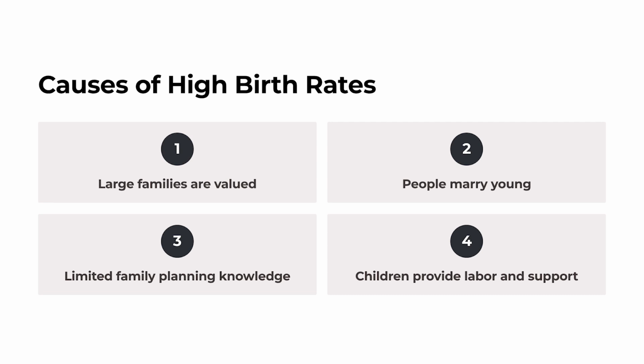The third reason is limited family planning knowledge. In many communities, people may not have enough information or access to modern family planning methods. This means they may not be able to control the number or timing of their children effectively. And the fourth reason is that children provide labor and support. In rural areas, children often help on the farm, take care of animals, fetch water, or support their parents as they grow older. So families tend to have more children to help share these responsibilities. All these factors together make birth rates high in many developing countries, including Ghana.